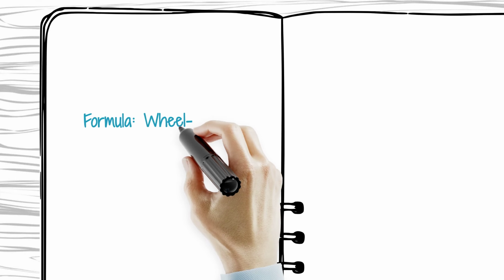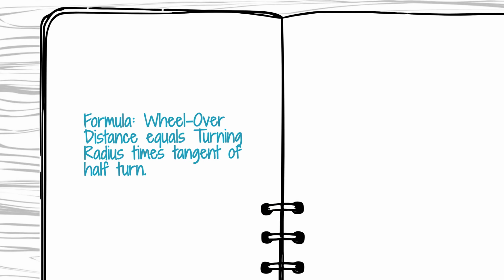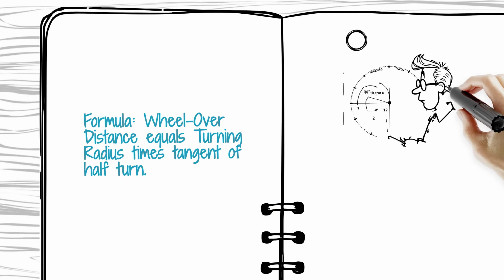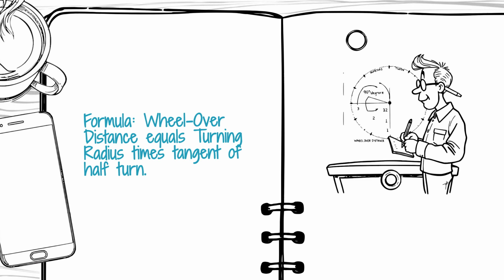Wheelover distance d is calculated as the turning radius r multiplied by the tangent of half the total change of course: d = r × tan(delta C / 2). For example, if you're making a 90-degree turn and your turning radius is 5 cables, the calculation is 5 times tan(90 / 2).